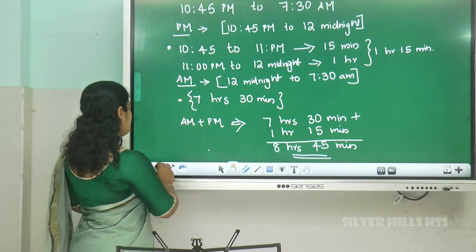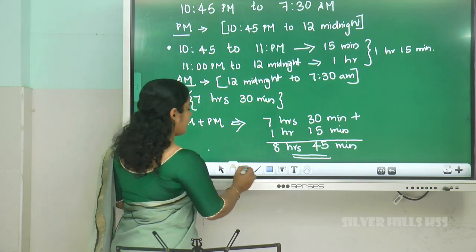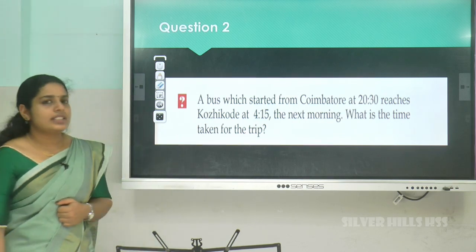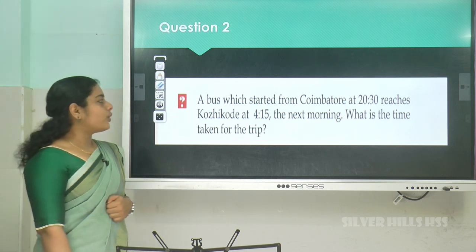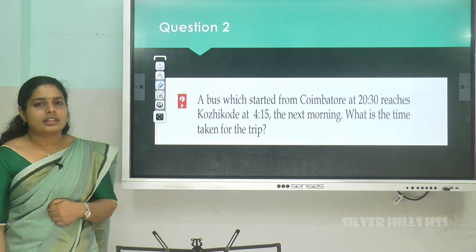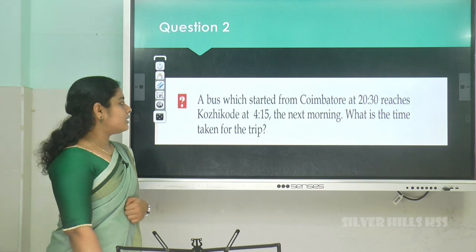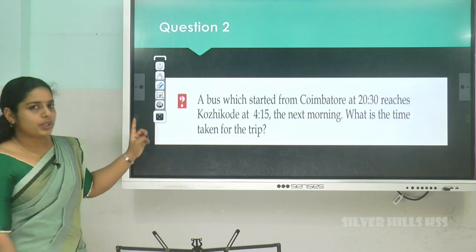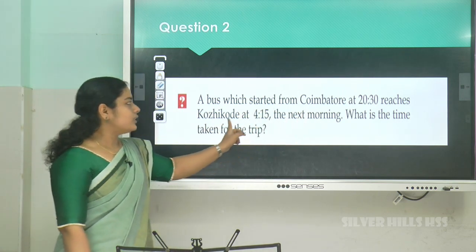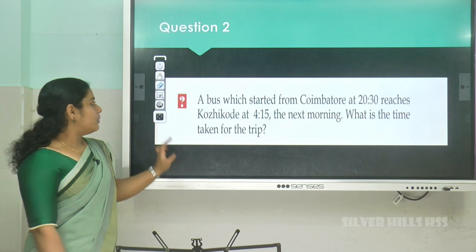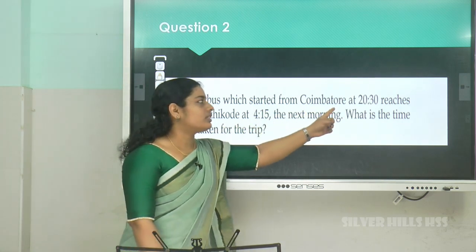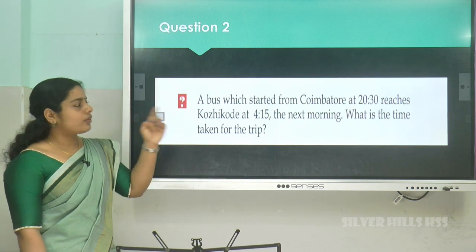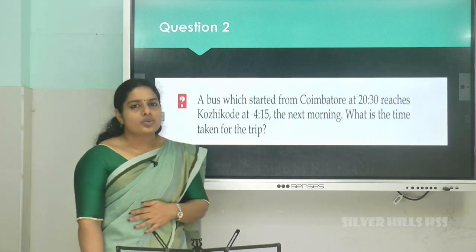Okay. Now, the second question is, a bus started from Coimbatore at 20:30, and reaches Kozhikode at 4:15 the next morning, that is 4:15 am. What is the time taken for the trip? So, we have to calculate the time duration from 20:30 to 4:15 am. But here the first time is given in 24-hour clock time. So, first we can convert that 24-hour time into 12-hour clock time.